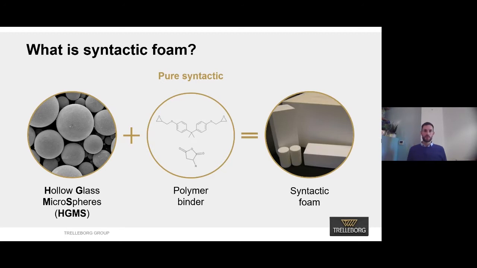Now these hollow spheres can be made from multiple materials such as ceramics, metals, but at Trelleborg we typically use glass, and these are called hollow glass microspheres, or HGMS. The polymer binder, also known as a resin matrix, holds these microspheres in place, and once the material is cured, we have a syntactic foam.